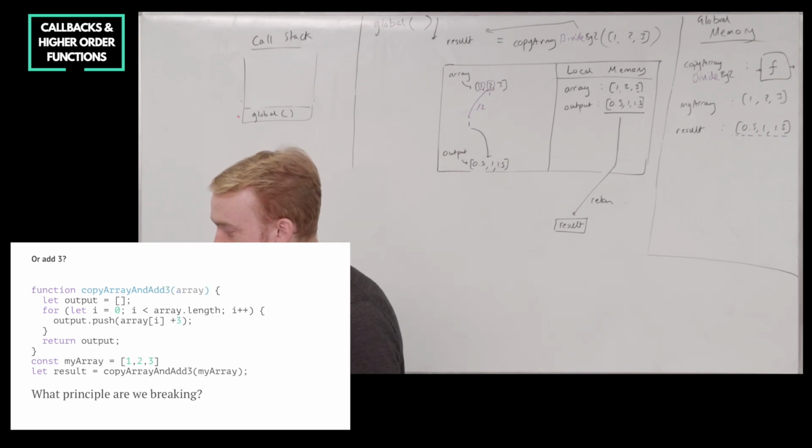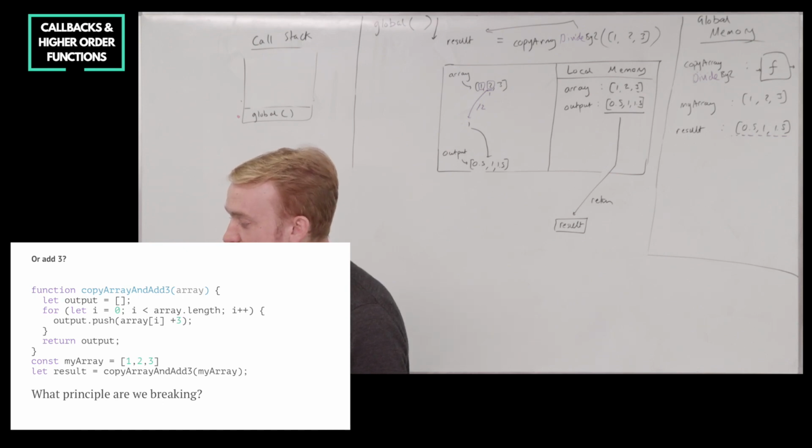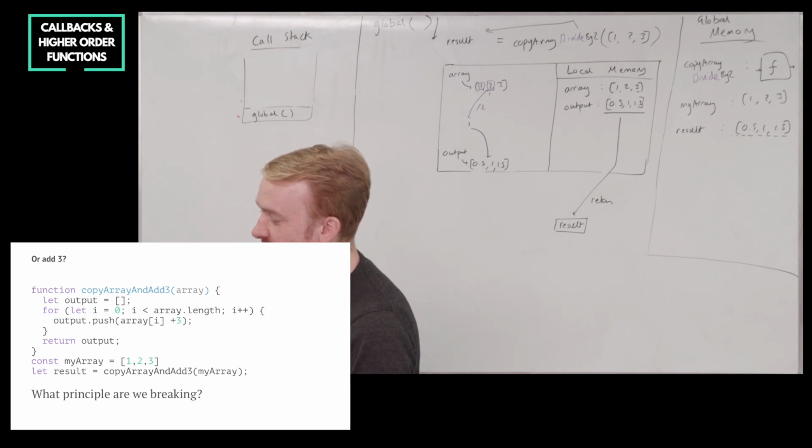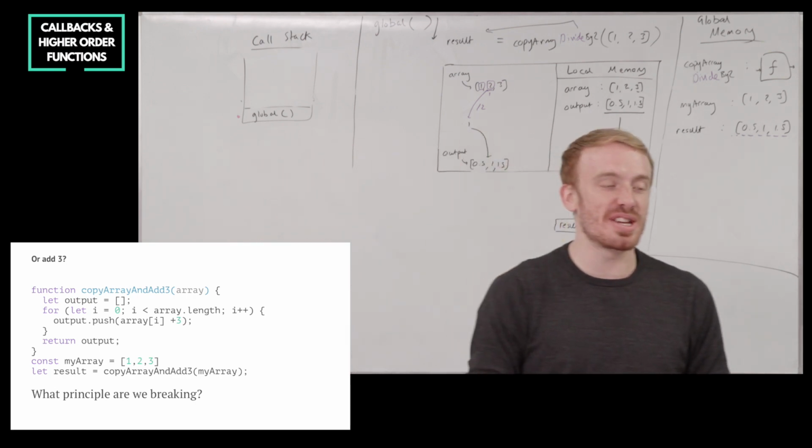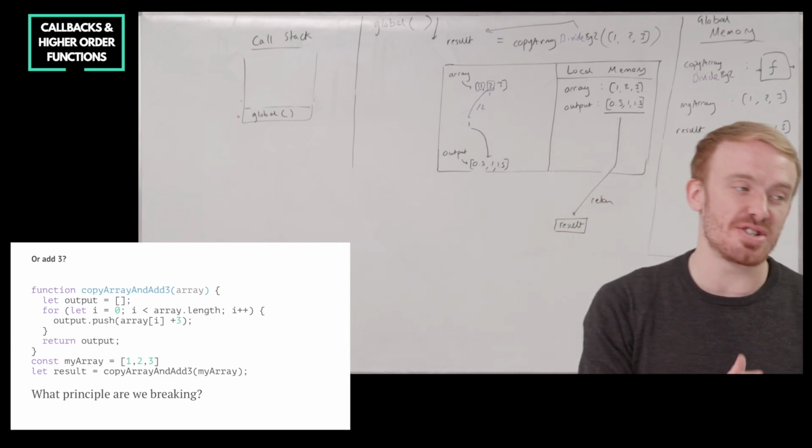This function, very different to copy array and multiply by 2, copy array and divide by 2. We're in copy array and add 3. We're going to build a brand new function for it. No, we're not. All right. What principle are we breaking, Z? What principle are we breaking by building out each of these functions?